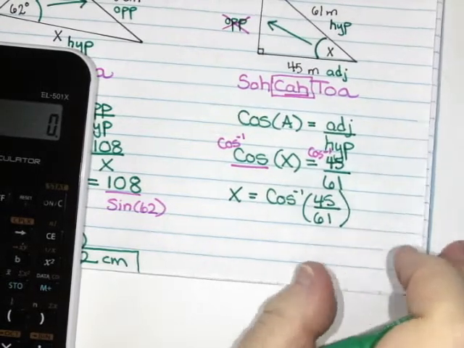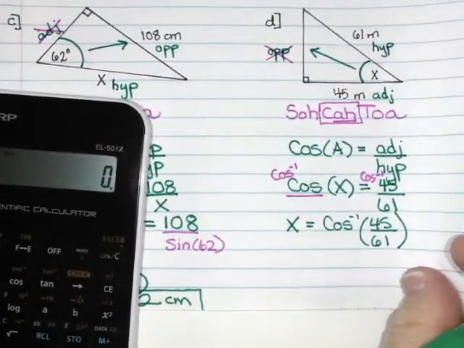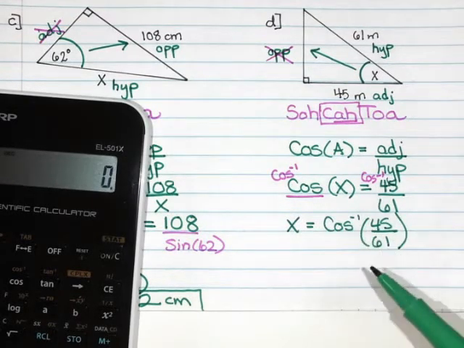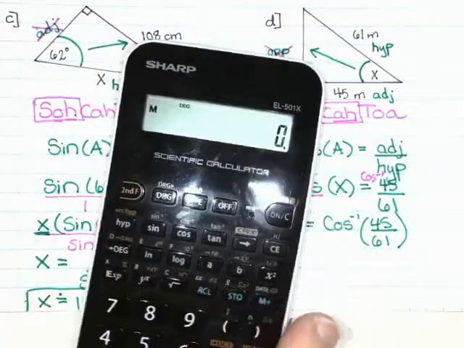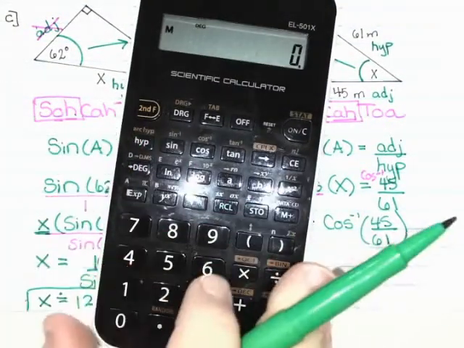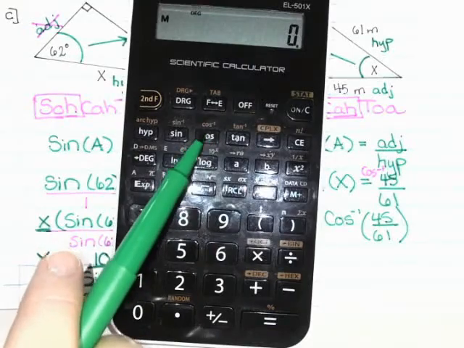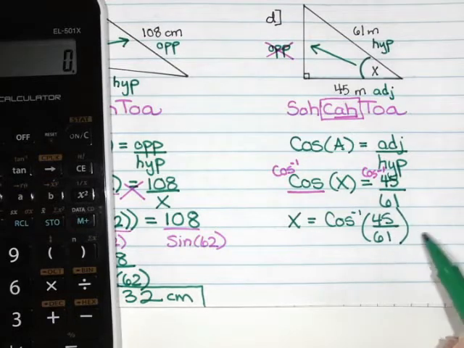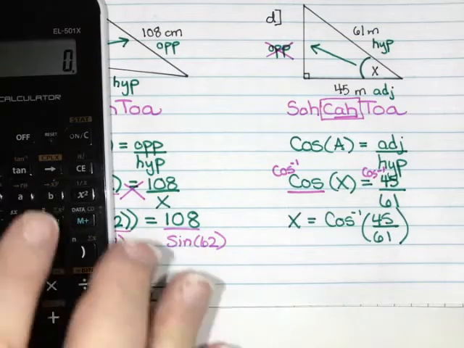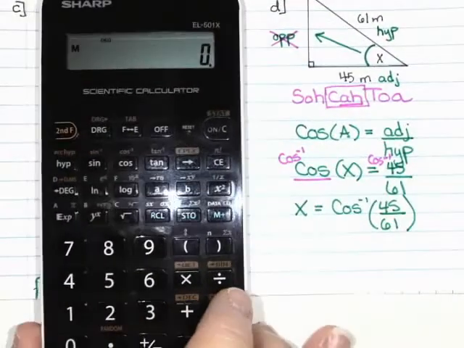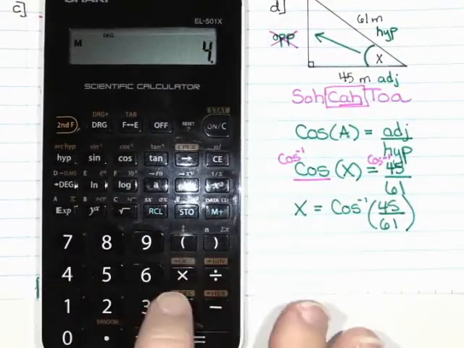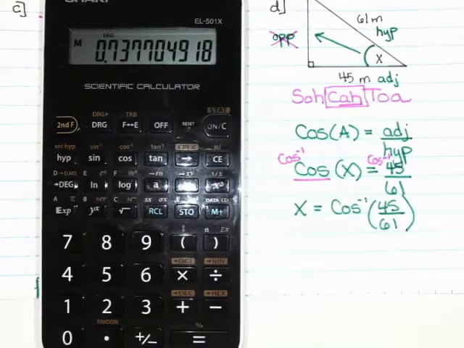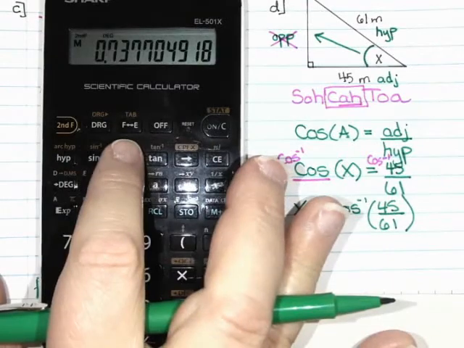Now, if you have a calculator where you see what you type in on the screen, you're just going to do shift cos or second cos, depending on what color or what button you have. I have a second button and it's orange and it matches up with the inverse cosine above my cosine button. And then you would do bracket 45 divided by 61 equals. But because I don't see what I type in on the screen, I have to start with the bracket. So I'm going to do 45 divided by 61, and then I want to hit equals, and then I'm going to do second and cos.